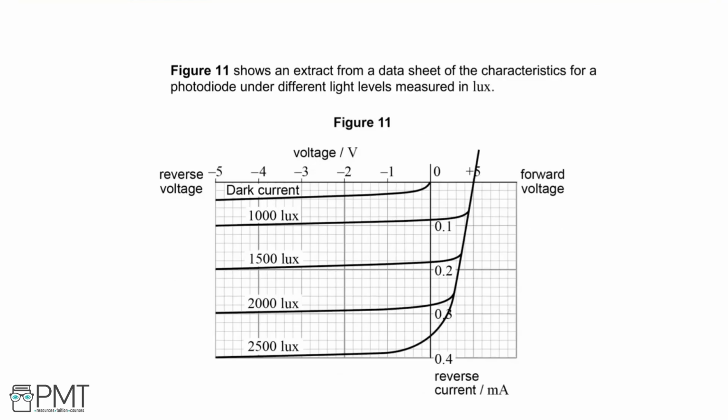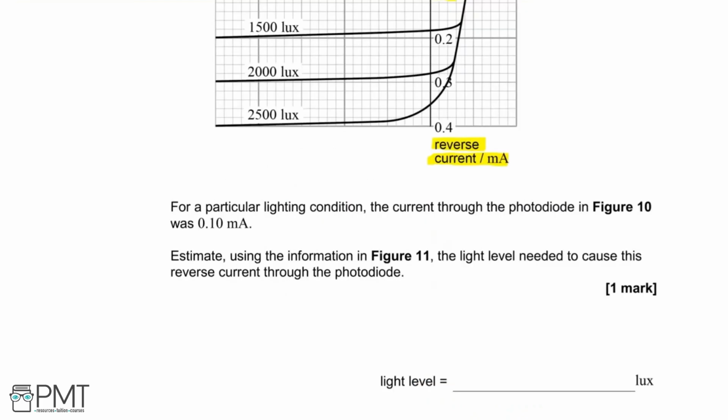Now, as we can see on this graph, if the reverse current is going to be 0.1 milliamps, then the most appropriate line is going to be the 1000 lux line. So really this question just requires you to read a value from a graph. So the light level here would be 1000 lux. And the only way to get that mark is to get the correct answer within a plus or minus 10% tolerance.